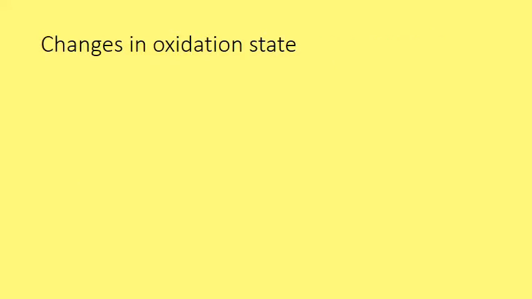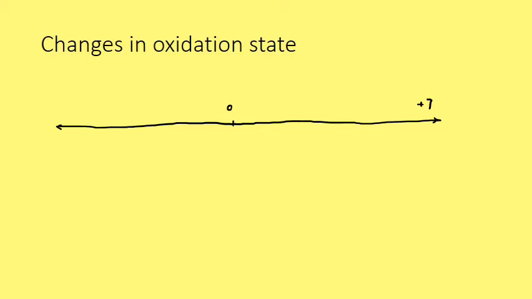So in a chemical reaction, there are changes in oxidation states of the particles that are taking part. I've got a quick diagram here that will help you understand changes in oxidation state. Let's say we start off at 0, and the oxidation number can go up to quite a lot. Let's say it can even go up to +7, and oxidation numbers can even go down. Let's say they can go down to -7. And that should cover all eventualities.